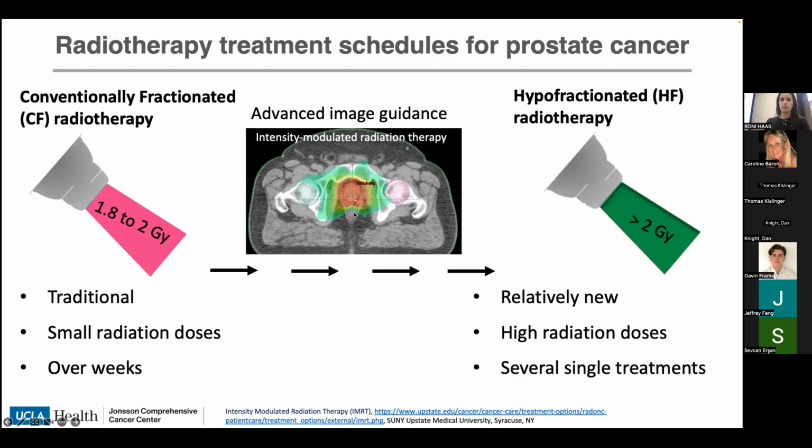And these advanced technologies have encouraged us to use hyperfractionated radiotherapy methods, HF. HF is relatively new compared to the traditional CF. It is already being used in several places in the world, including in the US. It is characterized by high radiation doses delivered over only several single treatments. So in terms of the number of treatments, it is much shorter. It is probably more convenient to the patients, of course, and also it is cost-effective. And the fact that we are using high radiation doses here potentially increases the damage that can be caused to the tumor cells.